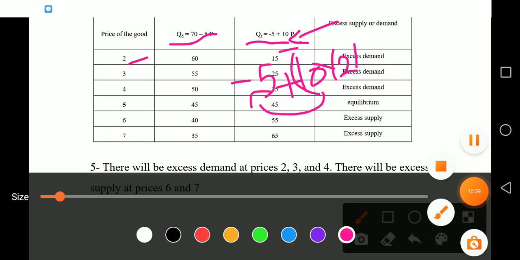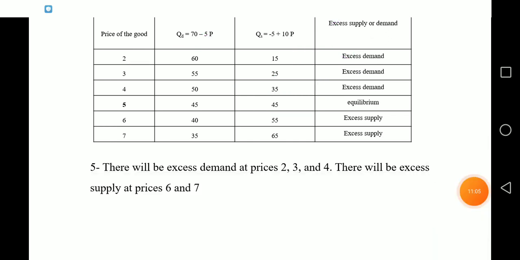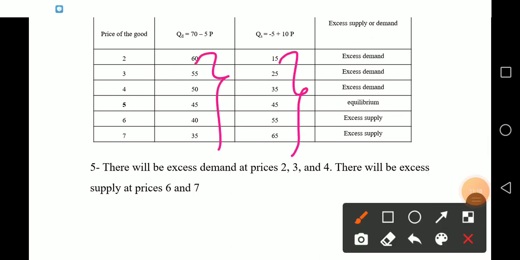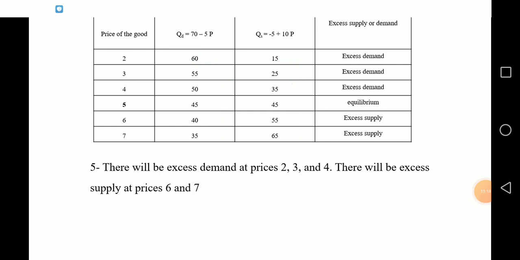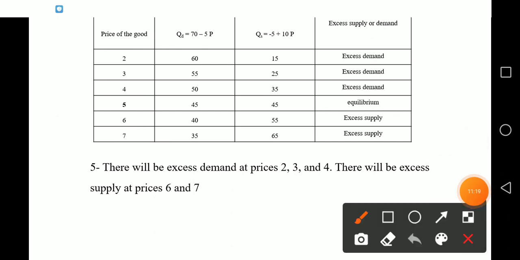And then I will write them all down. After this, I will put here my calculations, which are very, very easy. So if the price is $2, the quantity demanded is 60 and the quantity supplied is 15. So the quantity demanded is greater than the quantity supplied, so I have excess demand.